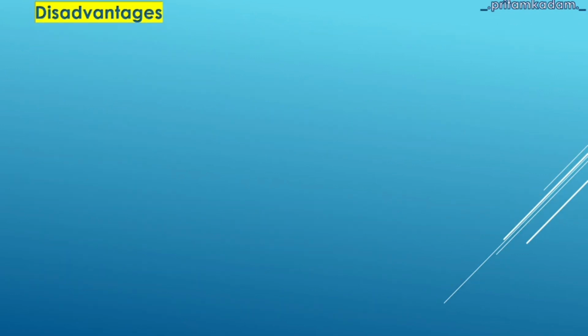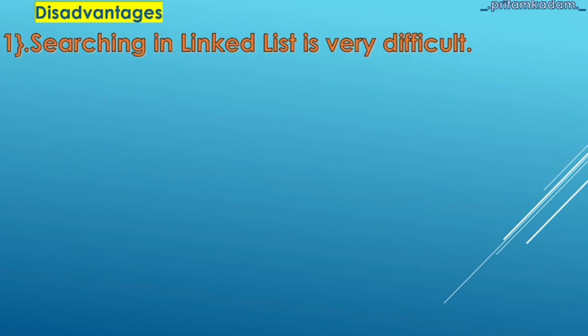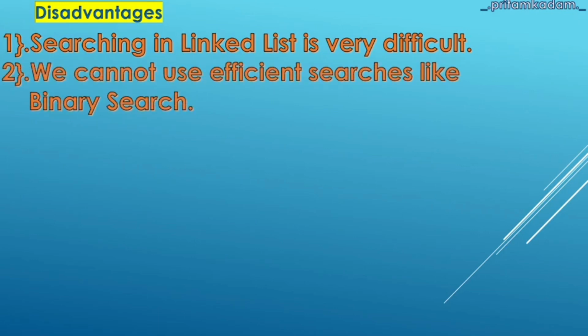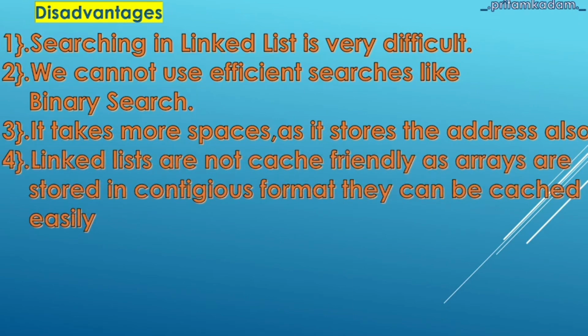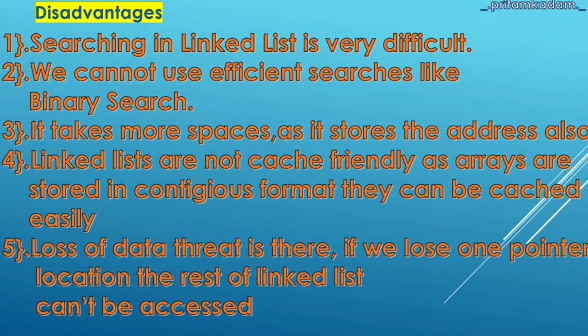What are the disadvantages? Let us see. Searching in a linked list is very difficult; it takes a lot of time. We cannot use efficient searches like binary search, which takes less time. It also takes more space as it stores the address too. Linked lists are not cache friendly as arrays are; arrays stored in contiguous format can be cached easily. Also, there is a threat of data loss. If we lose one pointer location, then the rest of the linked list can't be accessed. Means what?